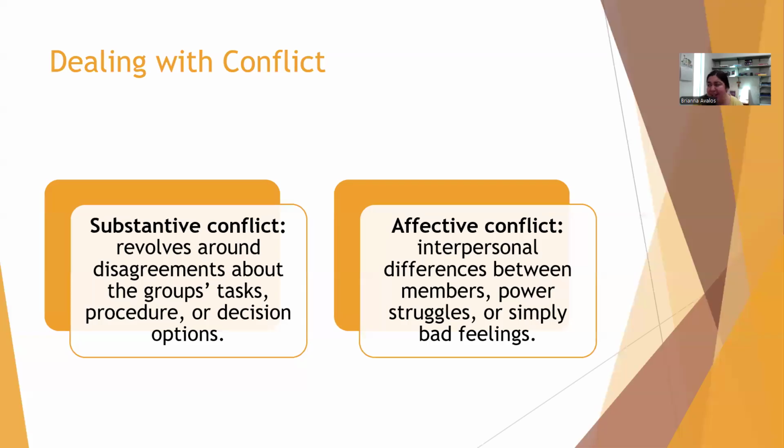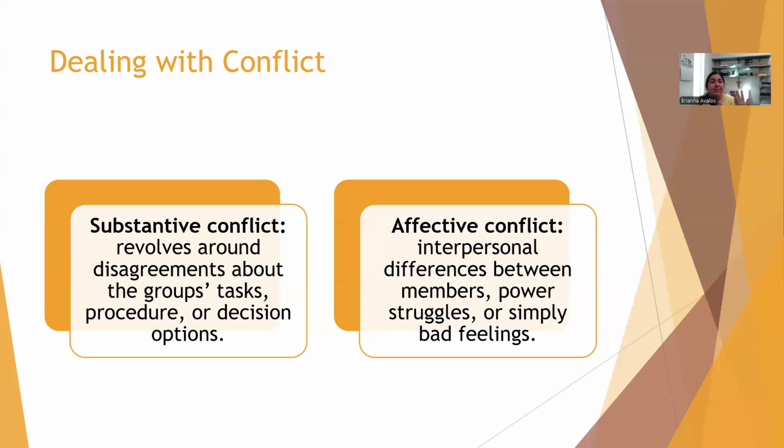Now, some other conflicts might come up, and these are two different types of conflict. This is a substantive conflict and an affective conflict. With our first one, this revolves around disagreements about the task, your procedure, or making decisions within the group. So as a leader, you have to recognize these conflicts are kind of internal to what's happening here. What are we working towards? And this is going to happen, right? We need to think about ways to push through them and make sure that we can still continue getting the job done.